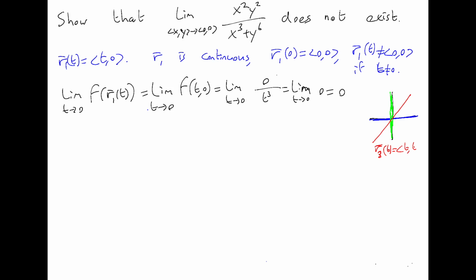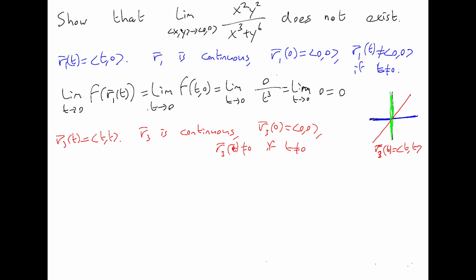Let's try the path R3 that I suggested in the first part of this video. So let's think about R3 of t, which is (t, t). We need to check the conditions, but clearly this is continuous. Both components are continuous. R3 of 0 is the origin, and R3 of t is not equal to 0 if t is not equal to 0. So it only hits the origin when t is 0, so that is fine. So that satisfies the conditions.